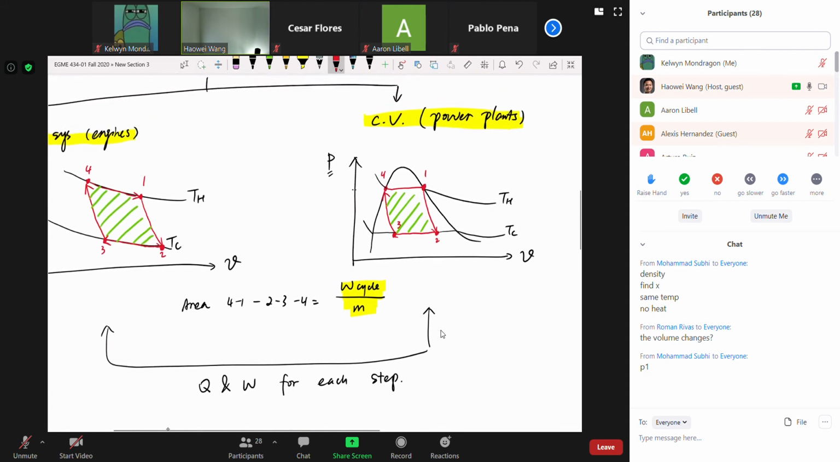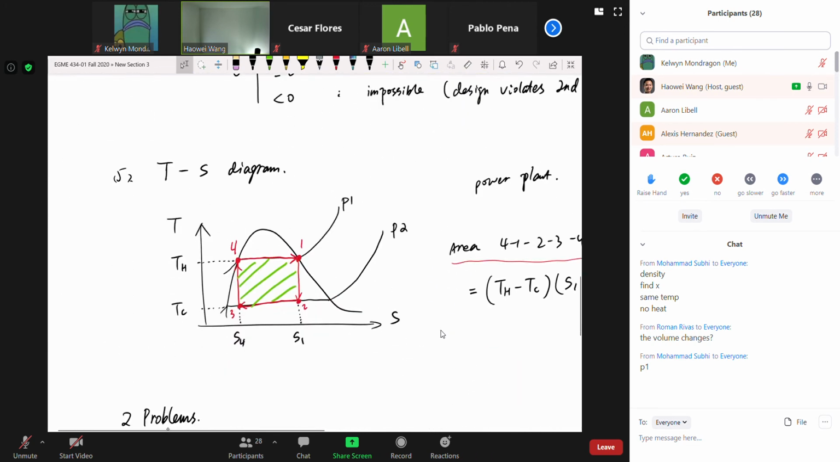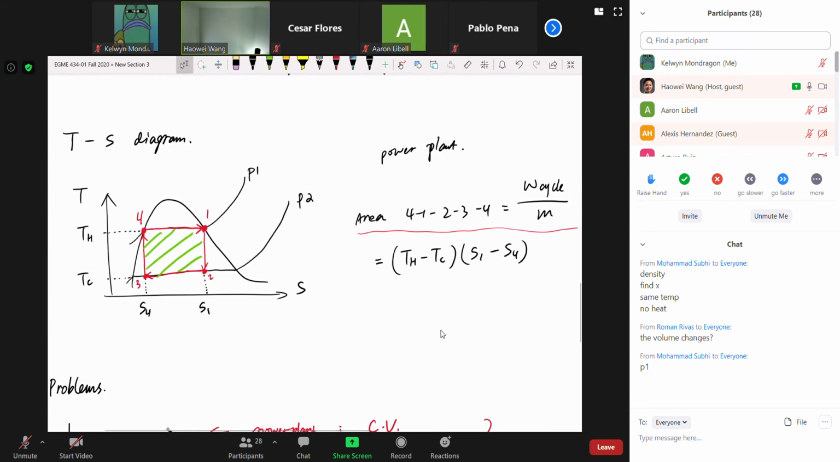If you use the diagram P versus nu, although we know the area of the enclosure tells us W cycle per unit mass, there's no way for us to calculate the numerical solution of the area because 1 to 2 and 3 to 4 are curved. So this is an irregular shape. That's why usually we prefer to have T versus S diagram, especially towards the end of the class.